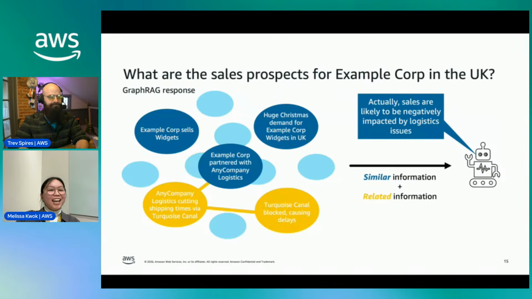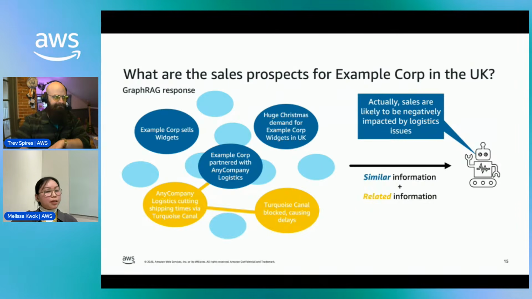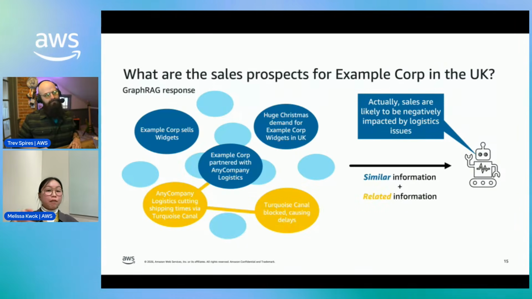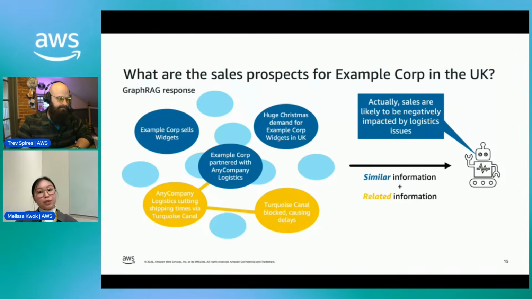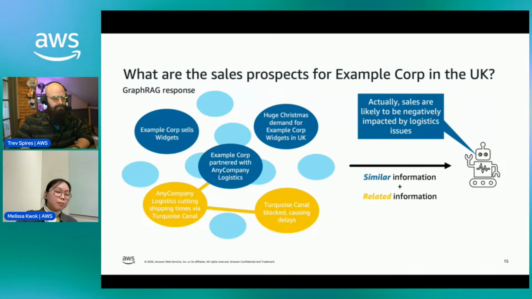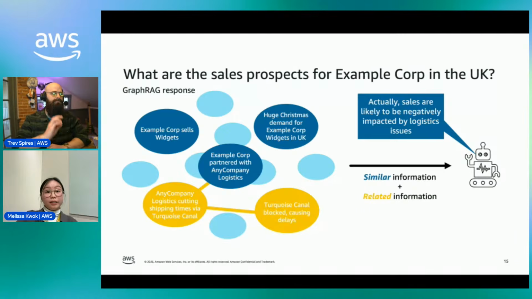it's still relevant, because we know that Example Corp is using this logistics company, and we know the logistics company is using this specific canal, but that canal is blocked. So when you connect the dots to form that full chain of thought and then provide that full context to the LLM, it would then correctly infer that sales are going to be negatively impacted, because the use of this canal through this logistics company is going to be what is blocking a lot of the delivery and shipments of these widgets.